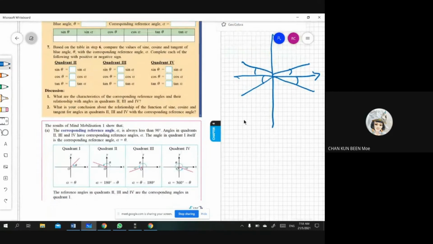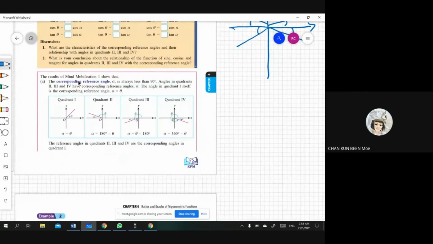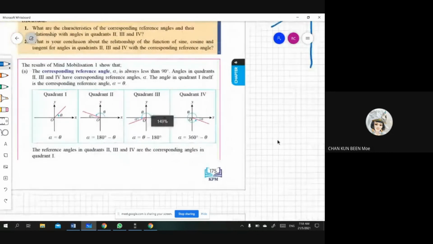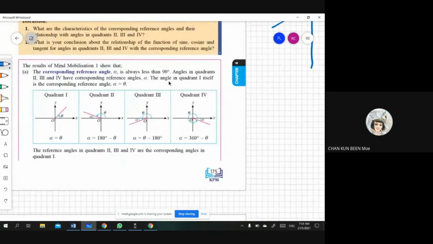Okay, so from the result of the movement for the first one, the corresponding reference angle, the alpha, is always less than 90 degrees. Is always less than 90 degrees, remember? And then angles in quadrant 2, 3, and 4 have a corresponding reference angle alpha. The angle in quadrant 1 itself is the corresponding reference angle, the alpha itself. So like the first quadrant that we have just now, if you want to find the corresponding reference angle, it depends on the angle of the theta over here. If it is 20, then alpha is 20.